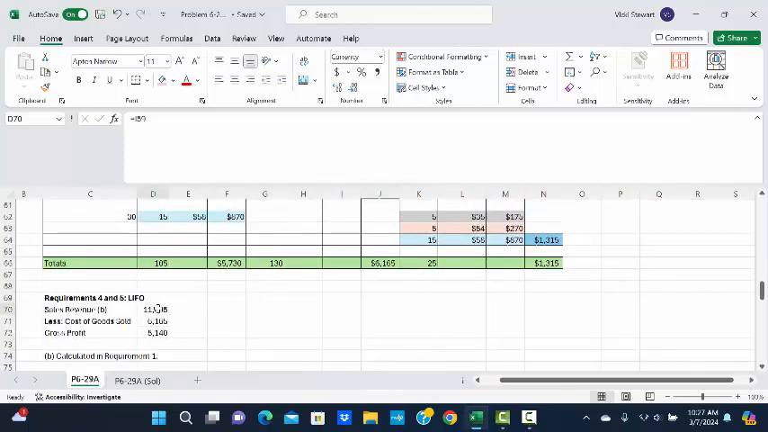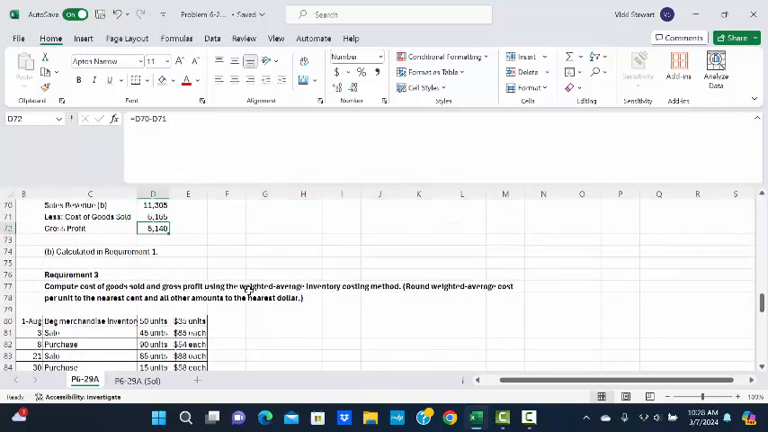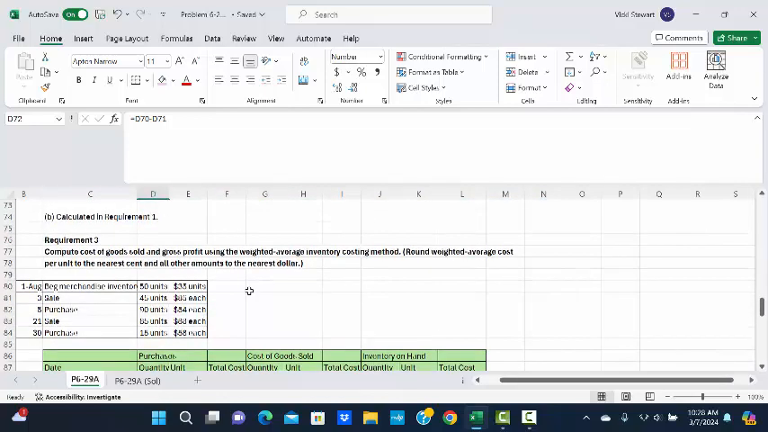$4,590. Our gross profit, which we need for requirement 5, would be equal to the sales revenue, which is still the same, minus the cost of goods sold under LIFO, and gross profit would be equal to $5,140 using LIFO. The last method is the one we will use for requirement 3, and that is weighted average.